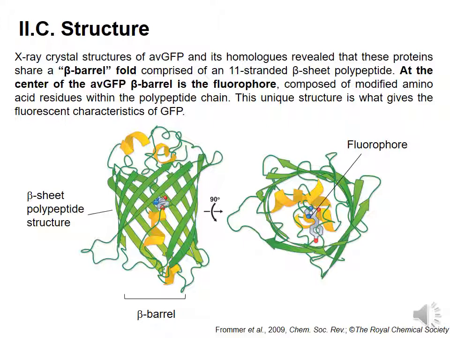Regarding the structure of GFP, X-ray crystal structures of avGFP and its homologs revealed that these proteins share a beta-barrel fold comprised of an 11-stranded beta-sheet polypeptide. At the center of the avGFP barrel is the fluorophore. This fluorophore is composed of modified amino acid residues within the polypeptide chain. This is a very unique property of GFP because many other fluorescent proteins have a fluorophore as a separate prosthetic group. However, in the case of GFP, the fluorophore belongs to its own polypeptide chain. This unique structure is what gives GFP its fluorescent characteristics.